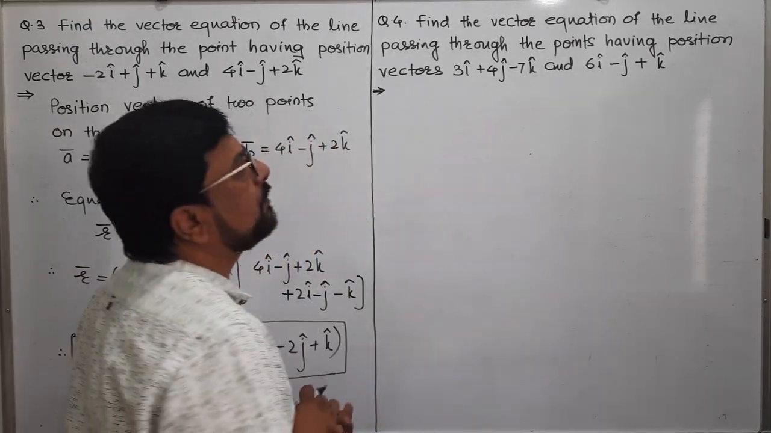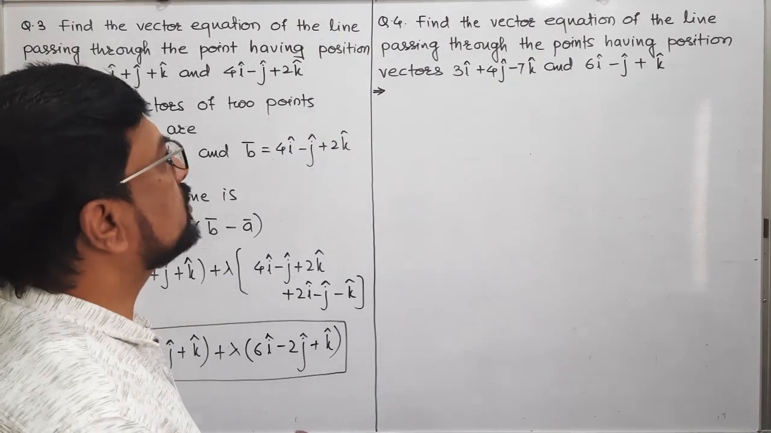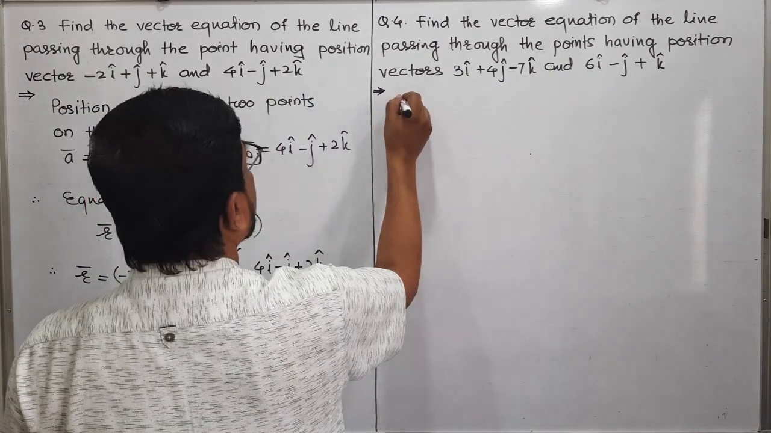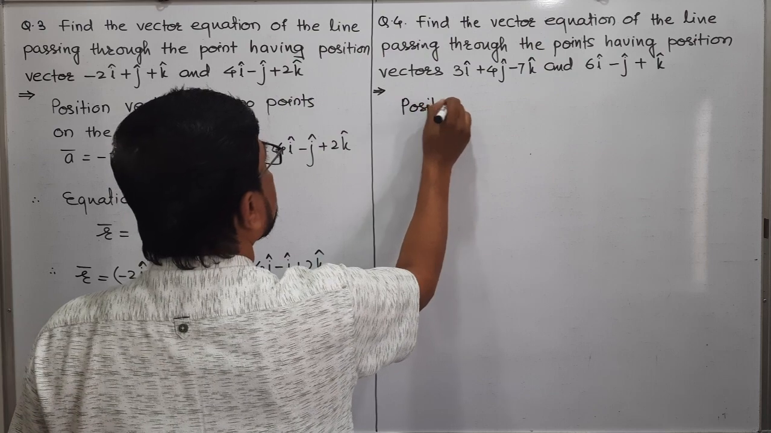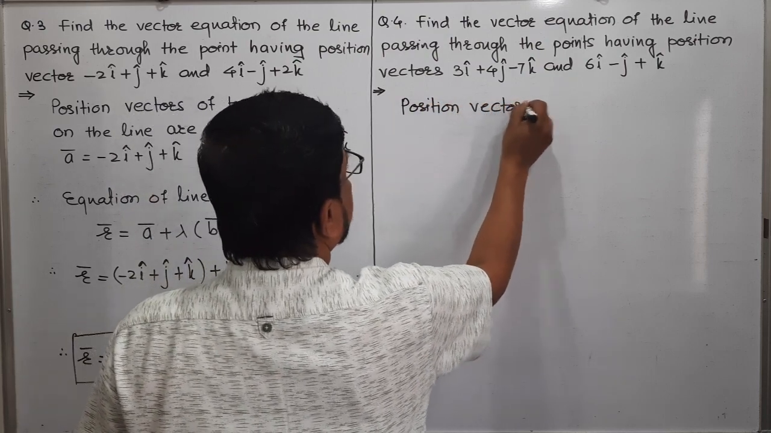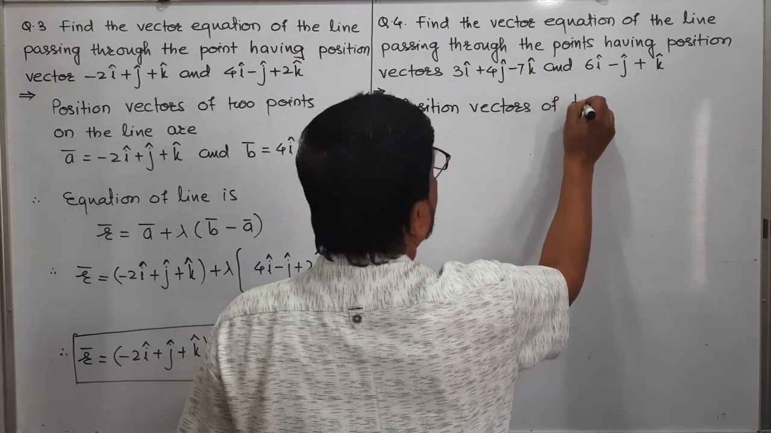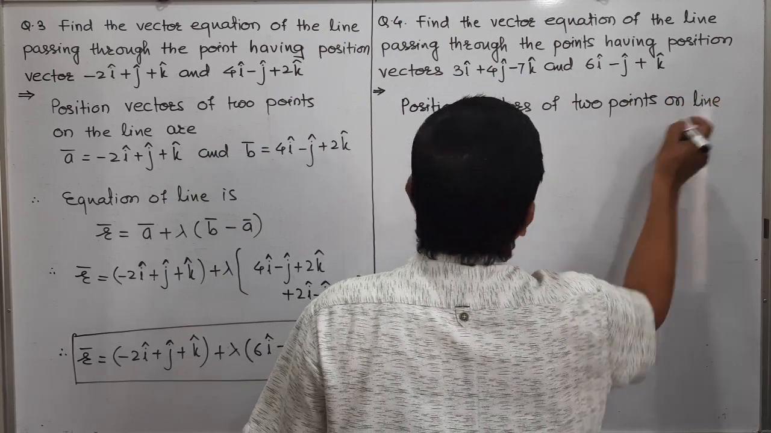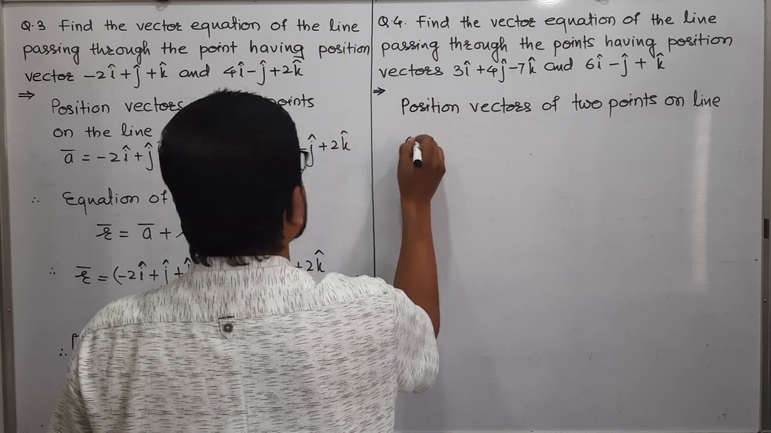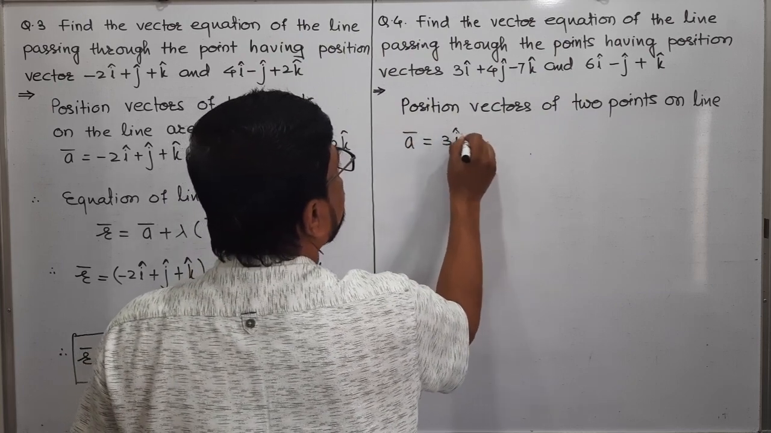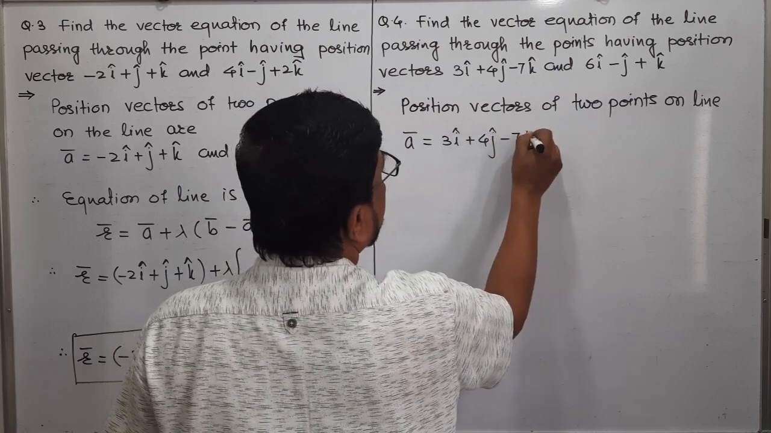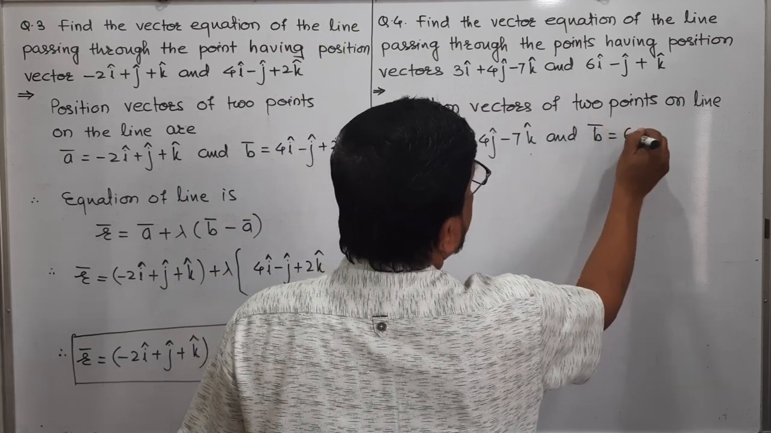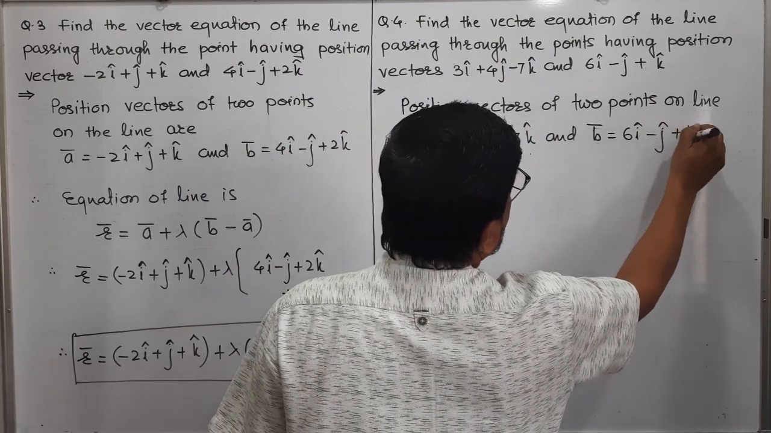Question number 4. Find the vector equation of line passing through the points having position vectors. Again the same question is there. Similar question. Position vectors of 2 points on the line are A vector is equal to 3i cap plus 4j cap minus 7k cap, and B vector is equal to 6i cap minus j cap plus k cap.